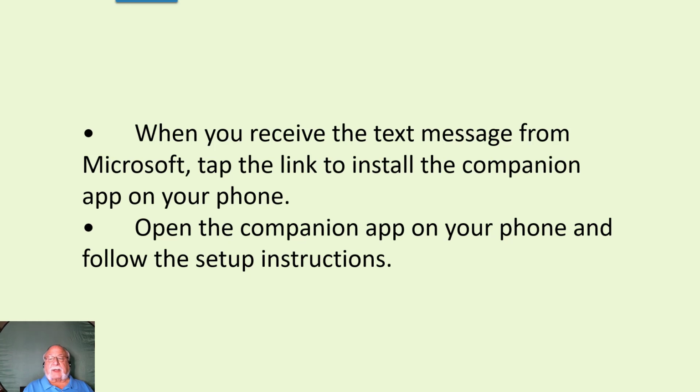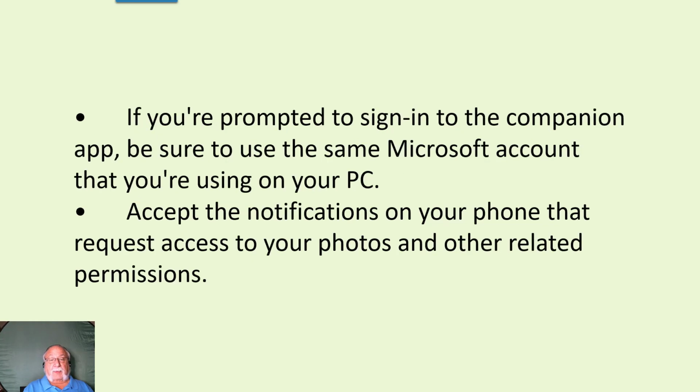When you receive the text message from Microsoft, tap the link to install the companion app on your phone. Open the companion app on your phone and follow the setup instructions. If you're prompted to sign into the companion app, be sure to use the same Microsoft account that you're using on your PC. Accept notifications on your phone that request access to your photos and other related permissions.